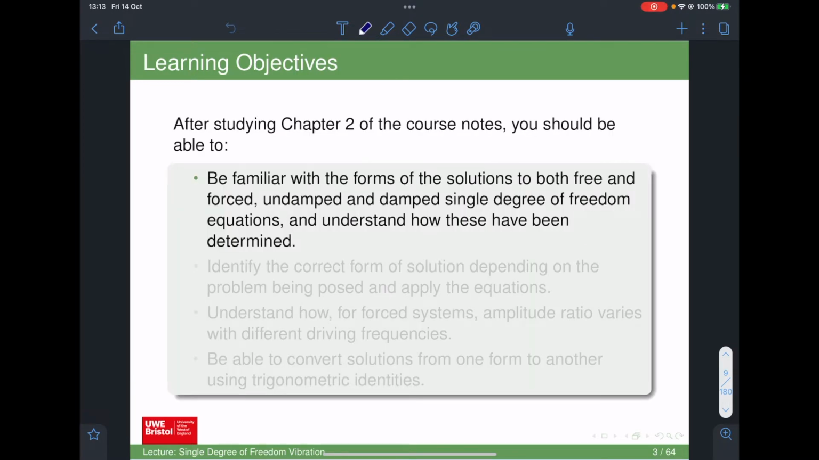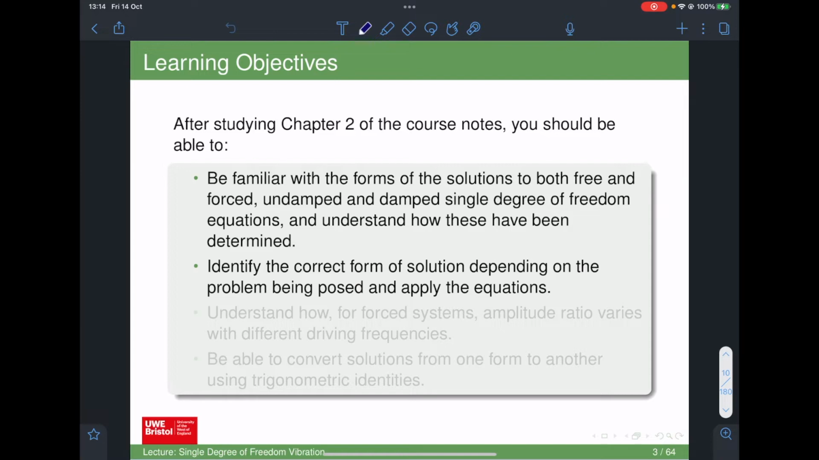So it's being familiar with the forms of the solutions to both free and forced, undamped and damped simple degree of freedom equations, and we're going to focus today on the forced damped version. We covered those other three last week. We're also going to look at how to form the equations into the correct form, depending on what you're being given. There are some shortcuts.